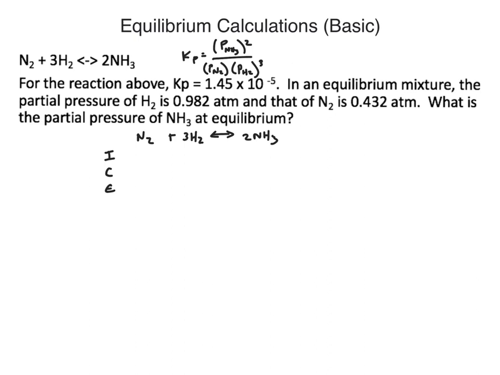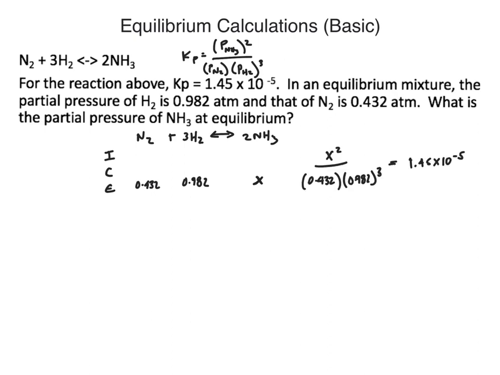So basically the use of the ICE table is not really necessary in this specific problem. However, I just want you to get used to differentiating between the initial, the change, and the equilibrium. So let's plug in our equilibrium values that we know. We have our equilibrium values plugged in, and then we're going to take these values and plug them into our equilibrium expression. We've also been provided our Kp, our equilibrium constant, so we're going to plug that in as well and solve for x.